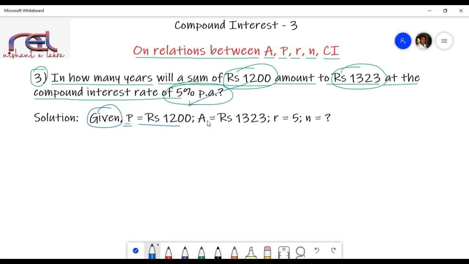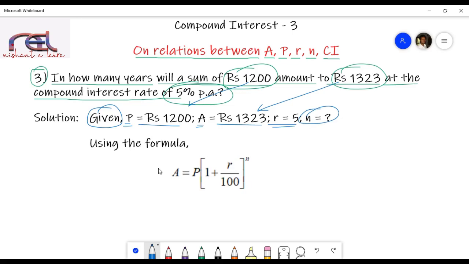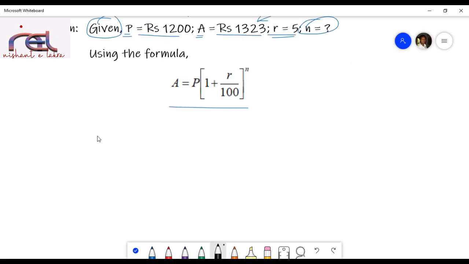And what else is given? Amount is mentioned, that is rupees 1323, and rate is given, that is 5%. So what do we have to find? We have to find the value of n using the formula of amount. Amount is equal to principal into 1 plus r by 100 to the power n, that is time. Now concentrate on this solution, because we are going to find the value of the root. We'll just replace the values here.